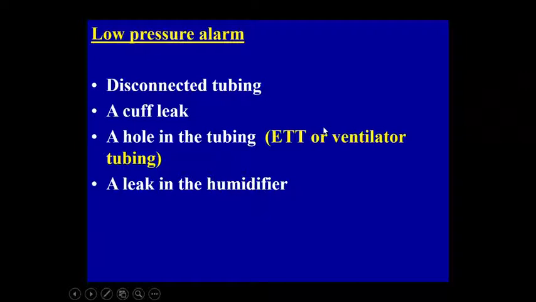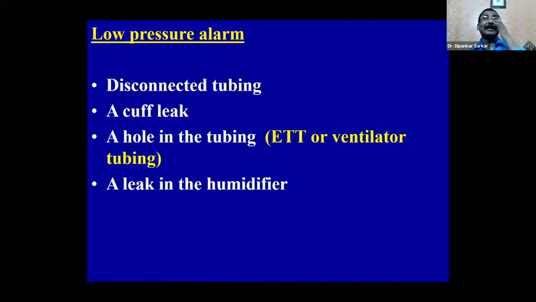Low pressure alarm. Why is there a low pressure alarm? First of all, there may be a cuff leak. Whenever there is a low pressure alarm, take care and listen for some sounds in the mouth cavity, whether there is a gurgling sound coming from the mouth. So the cuff is leaking. So inflate the cuff and ask the medical team to take care and check the cuff. If required, you change the tube. A hole in the tube is a rare phenomenon, but it can happen.